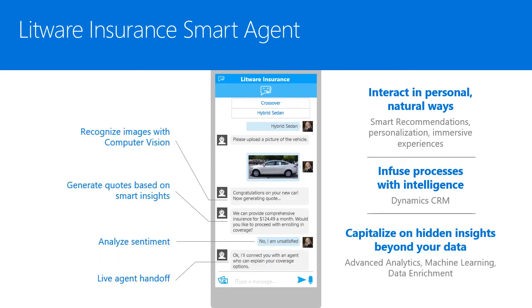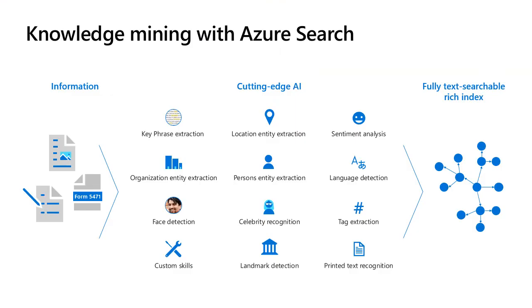Notice that in this example, when it asks you to upload a picture of your vehicle, it even has cognitive services to recognize the make, the model, and the color of your vehicle, so that the bot is able to give you an estimate of the insurance premium. If you're not satisfied, the bot also has the ability to analyze sentiment. So if you're not satisfied with the services that you're getting, it can even be handed off to a live agent. So we also have Azure Search capabilities.